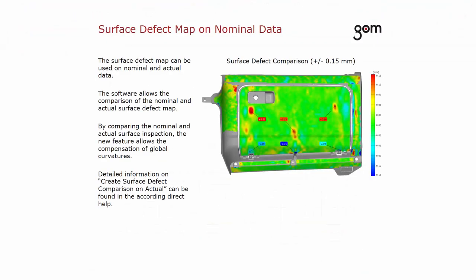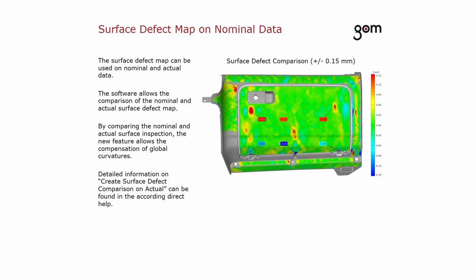The surface defect map was created as an actual element. You can also create a surface defect map as a nominal element. By comparing the nominal with the actual surface defect map, the new feature allows the compensation of the global curvatures. For more information about this effect, you can read the direct help of Create Surface Defect Comparison on Actual.